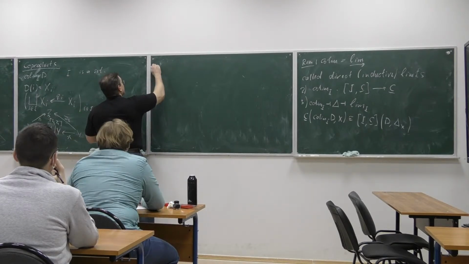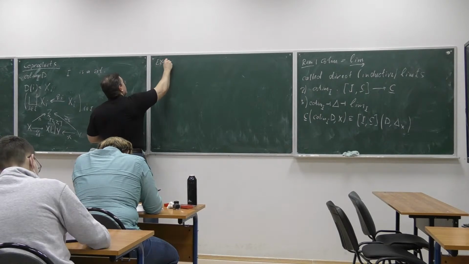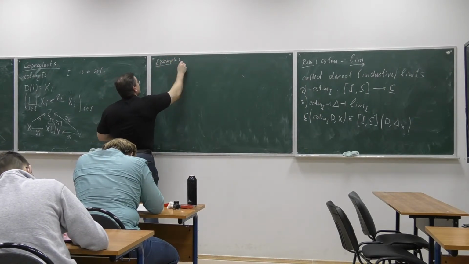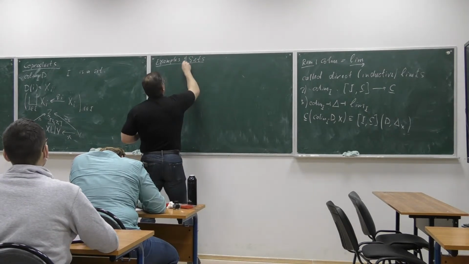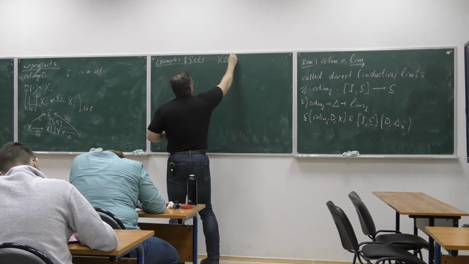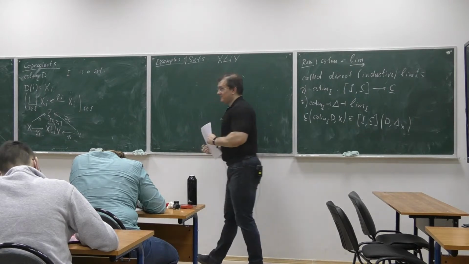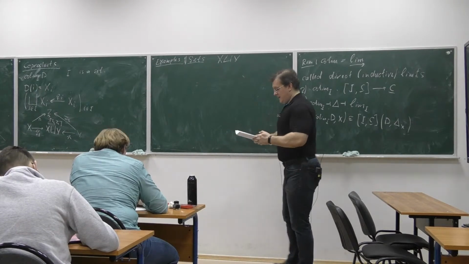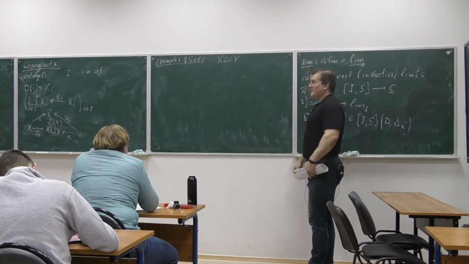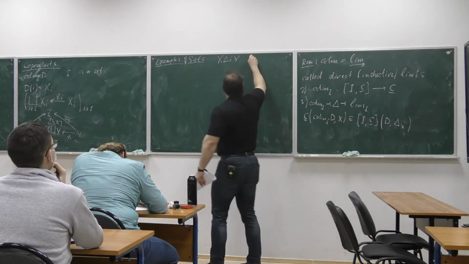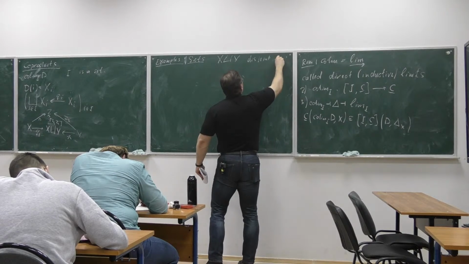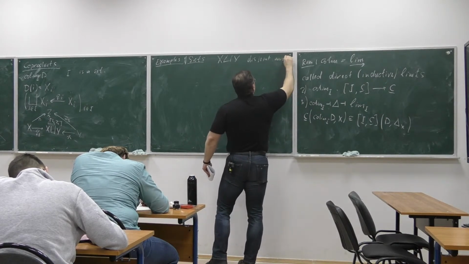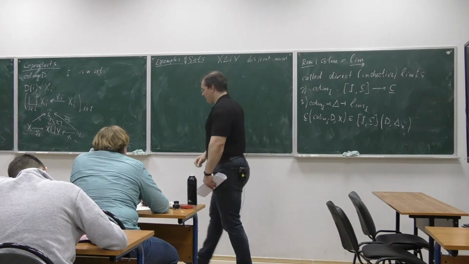So let's take examples of the coproducts. First, sets. What is the coproduct of two sets? This is the disjoint union. And this works for binary coproducts and for any number of coproducts.